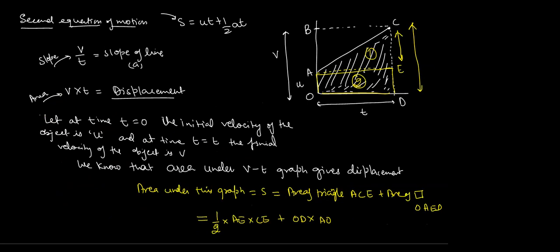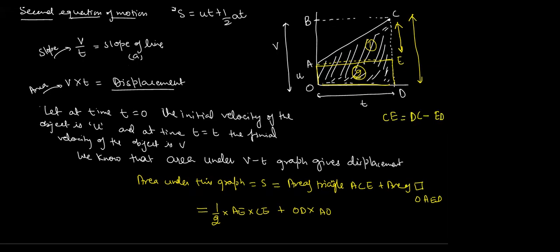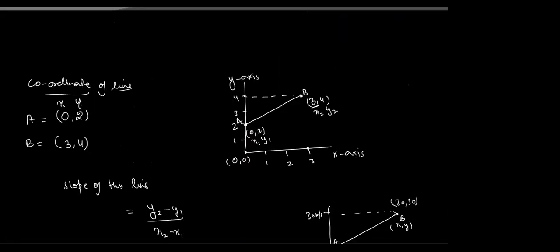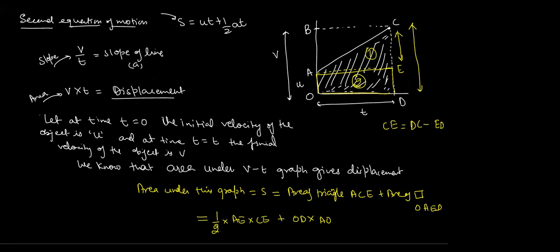Or if I have to write the value of CE, I can write DC minus DE. Sorry, DC minus ED. So I can write that CE is equal to DC minus ED. So I can write here in place of CE. I am writing this because I need to find out the value.